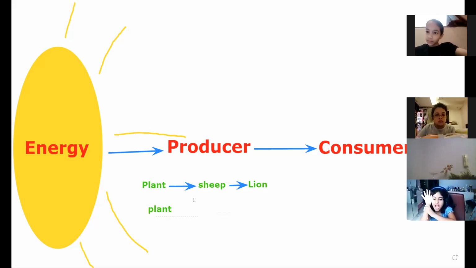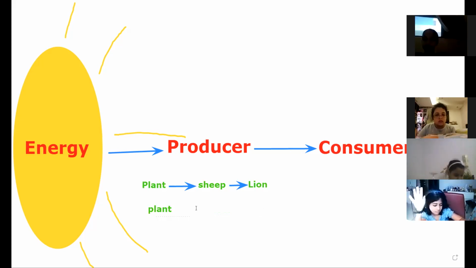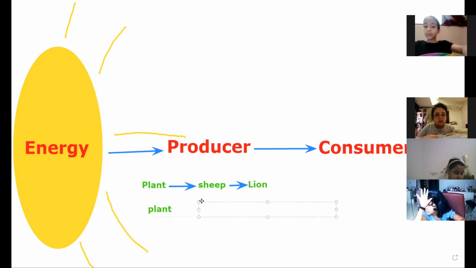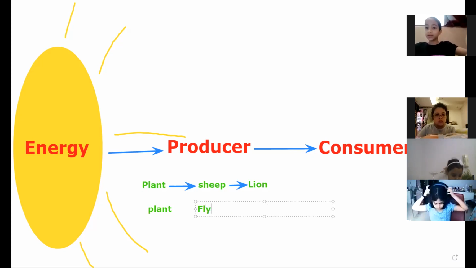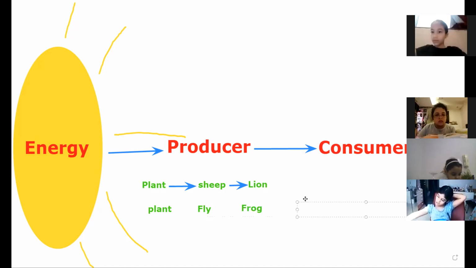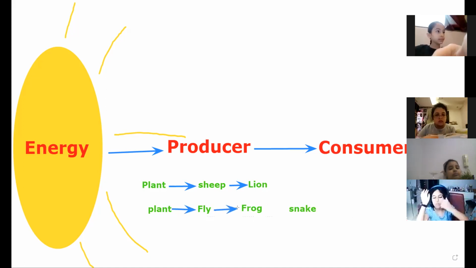How about if you choose someone smaller, like a rat or a frog? A frog can eat a mosquito. Let's try a fly. A fly will eat a plant, and then a frog will come and eat the fly. Who will eat the frog? A snake will eat a frog. Now, how many stages do I have? 4. See? The fly eats the plant, the frog eats the fly, and then the snake eats the frog.